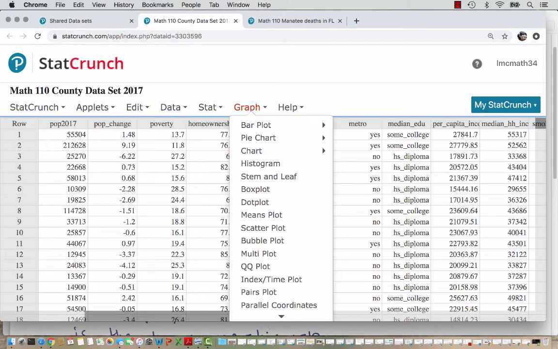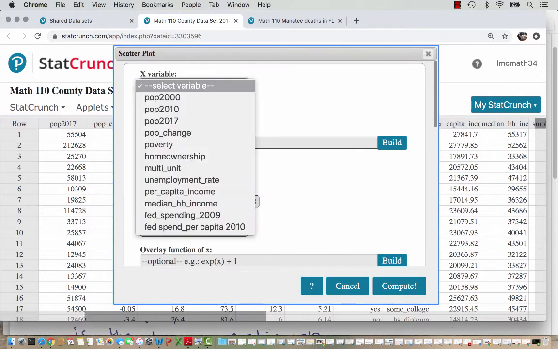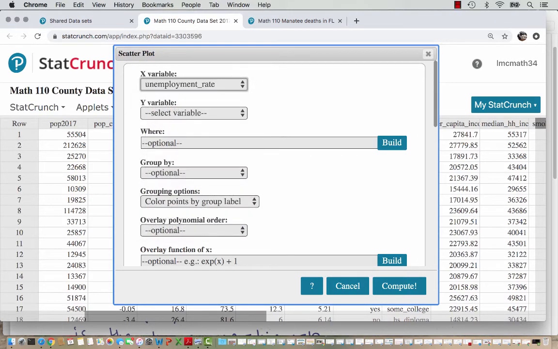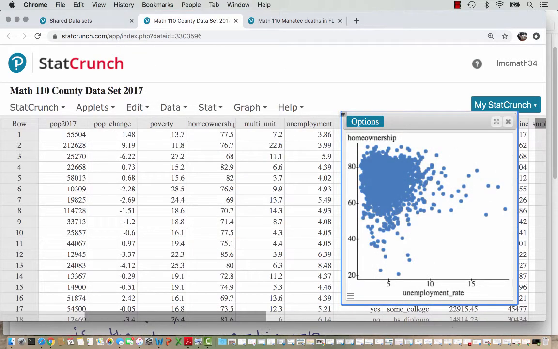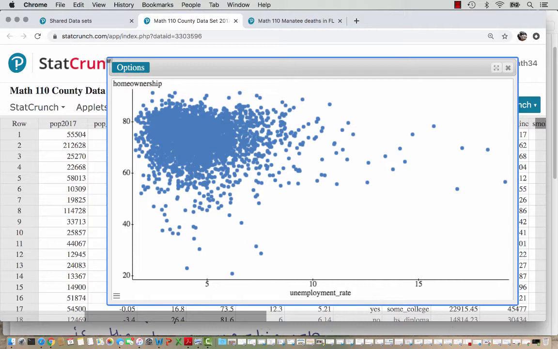Let's go ahead and do a quick scatter plot just so we see what that looks like. So if we go to graph scatter plot, for the x variable we can choose the unemployment rate, and for the y variable we can choose the homeownership rate. And we see there is a big blob around the low unemployment values, and a lot of data is gathered in there. And then overall, there's a slight negative trend to this graph. So we're going to investigate what a line of best fit looks like and how accurate that line of best fit is for this very large data set.